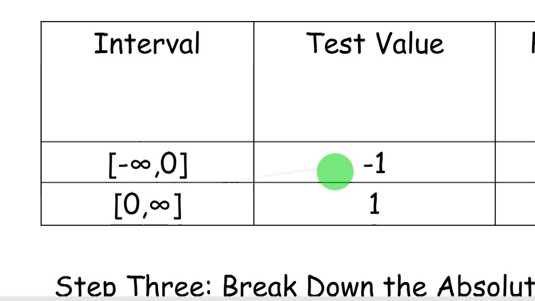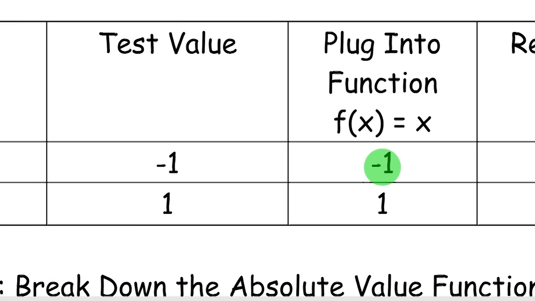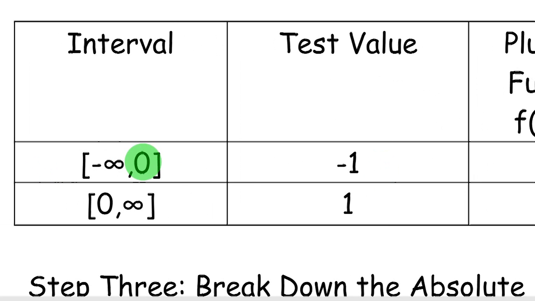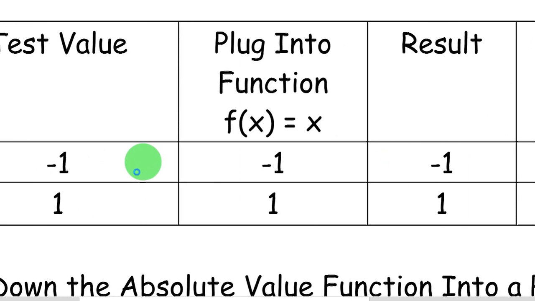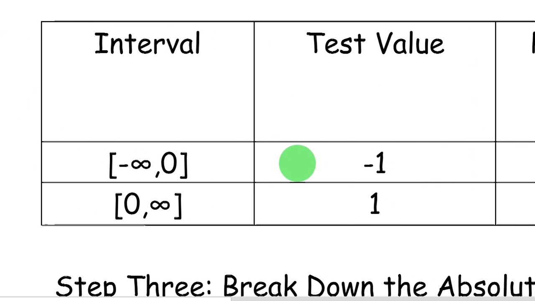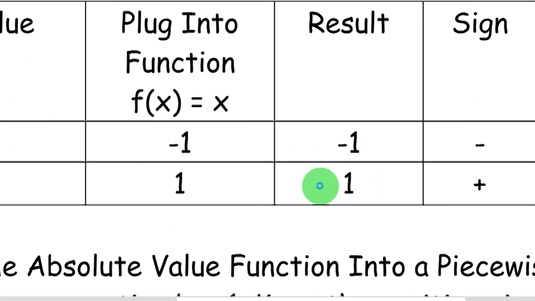Plug in negative 1 into y equals x, and we get negative 1 back, right? What that tells us is that this function is going to be negative from negative infinity to 0. Now this one's really easy because we've already looked at the graph, and y equals x is pretty much the simplest function possible, but these steps are going to help you when we look at the next example, which is more complex. Since we get a negative back, we know that this function is negative on that interval from negative infinity to 0. In the same way, from 0 to infinity, when we plug in 1, we get 1 back. We get a positive back, so it's going to be positive on that interval.